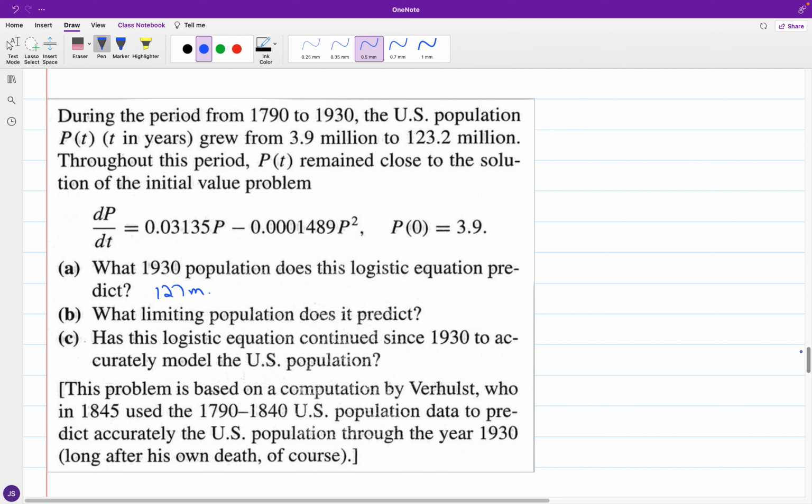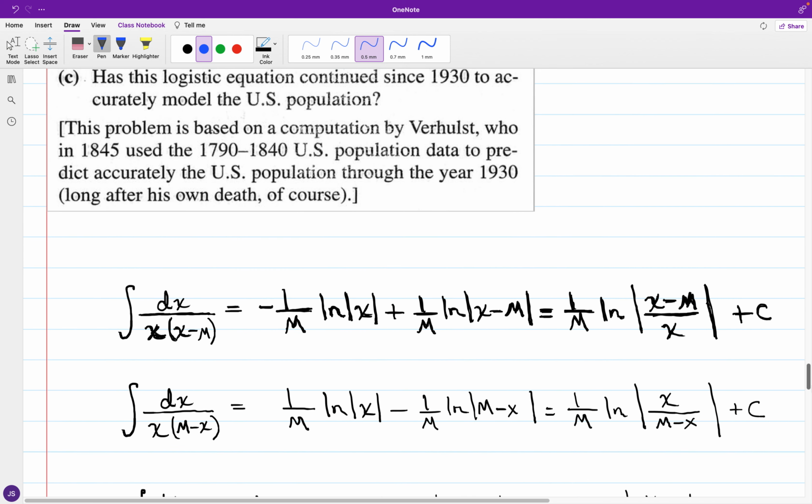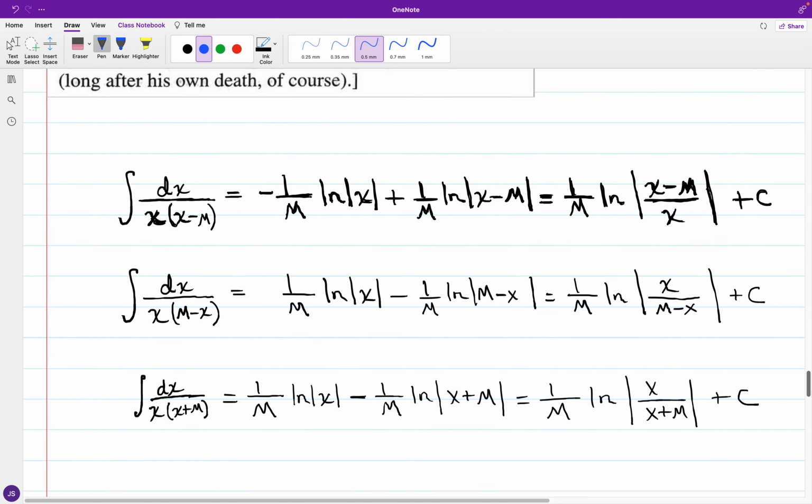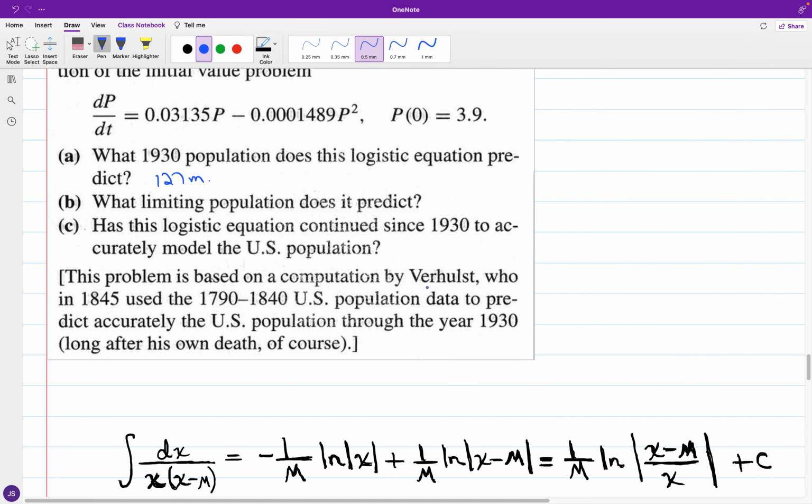And what limiting population does it predict? When we factored out, we're looking at right at 210.54 million. And has this logistic equation continued since 1930 to accurately model the U.S. population? Since the population exceeded 210.54 million, the answer to that is no.